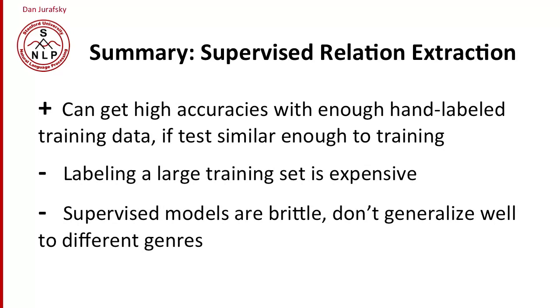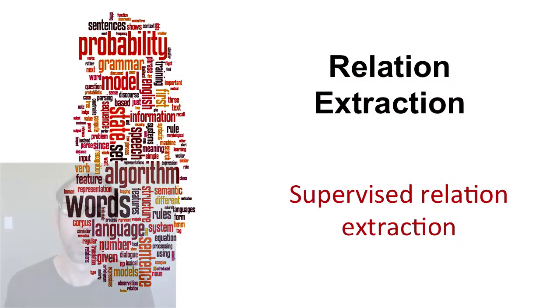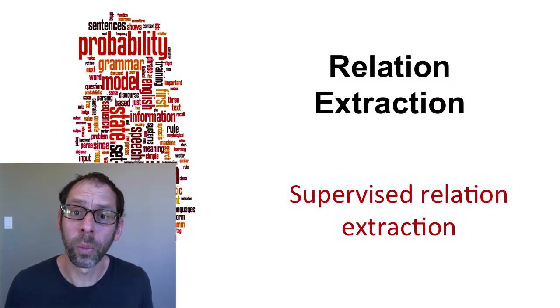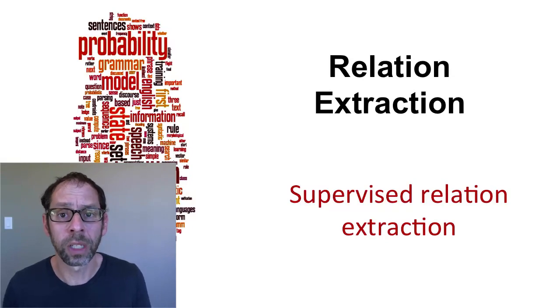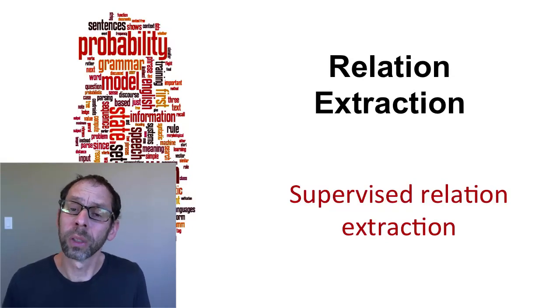If we're worried that the test set's going to be very different than the training set and we have to be very robust to different genres, then we're probably going to need to turn to unsupervised or semi-supervised methods. So supervised relation extraction is an important way to do relation extraction in cases where we can afford to label a training set and we think our test domain is going to be very similar to that training domain.